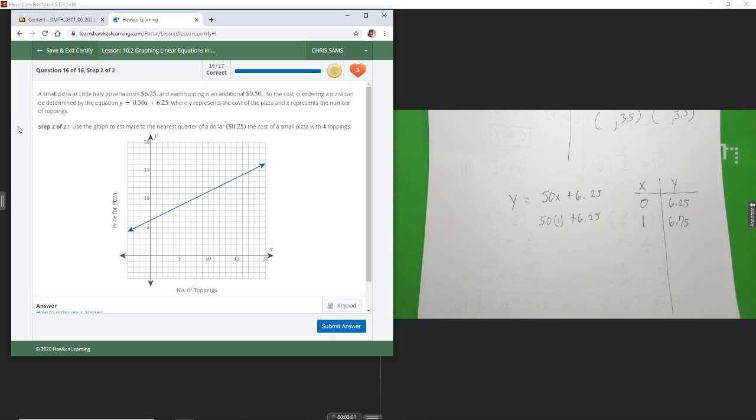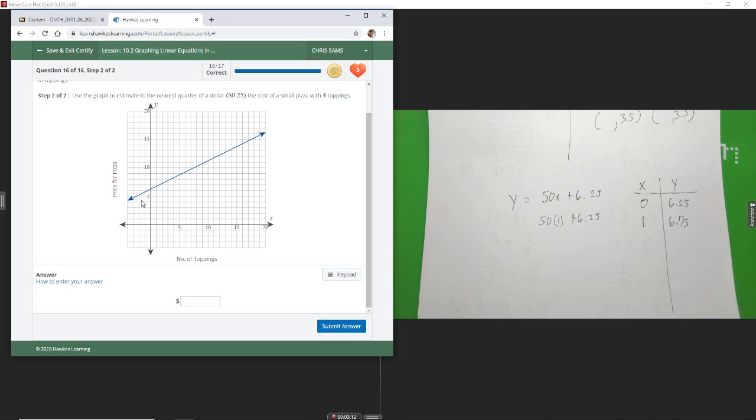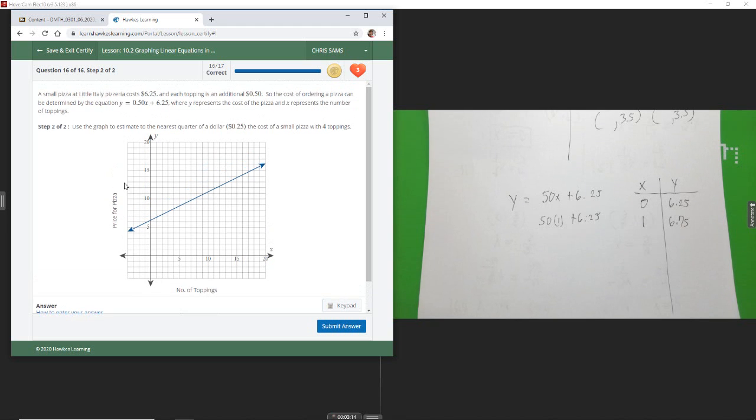And then step 2 says we're going to use the graph to estimate to the nearest $0.25 the cost of a small pizza with 4 toppings. Okay, so it wants you to estimate to the nearest 25 cents. So 4 toppings. Looks like 8.5, 8.25, but you can do the math.